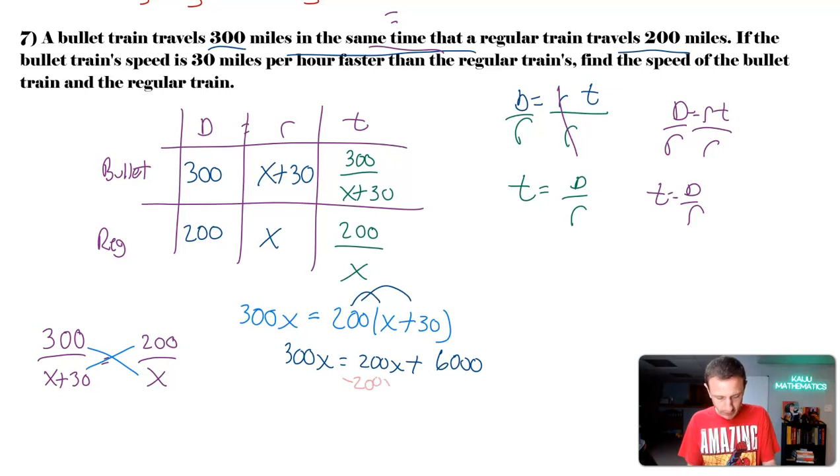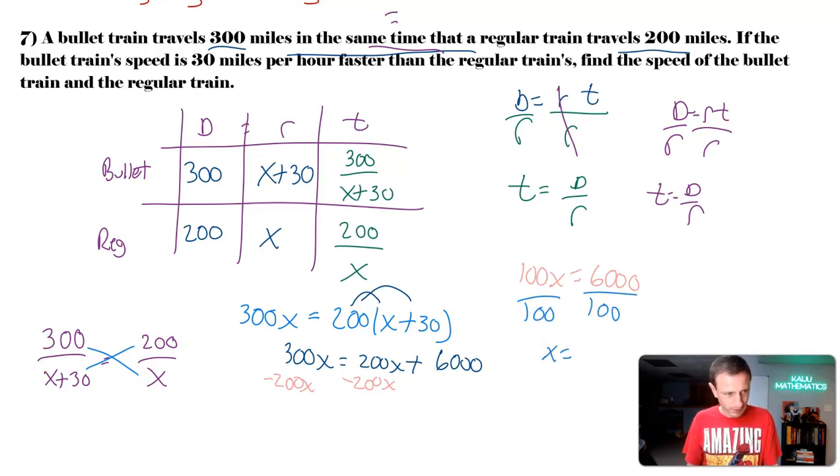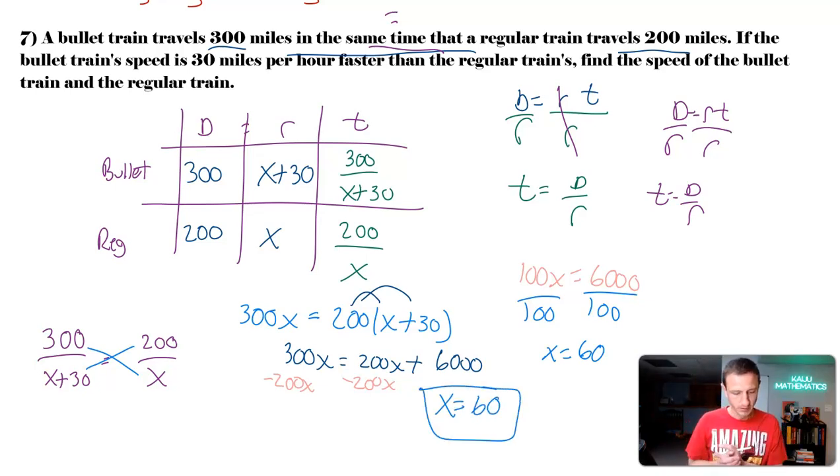Subtract over the 200x. 300 minus 200 is 100x equals 6,000. Divide by 100. I know I'm getting really close to my camera there. So we get x equal to 60. So x equals 60. What does that mean?